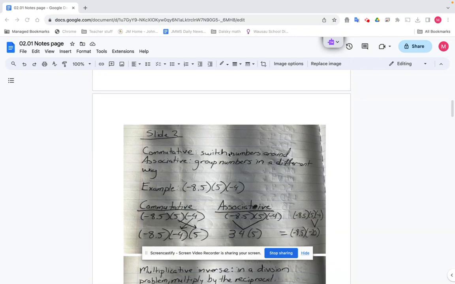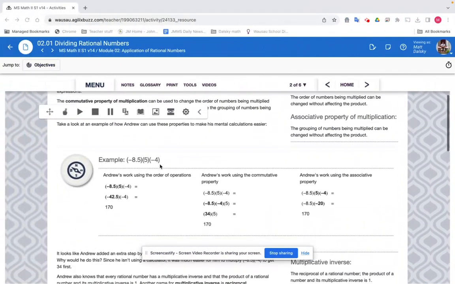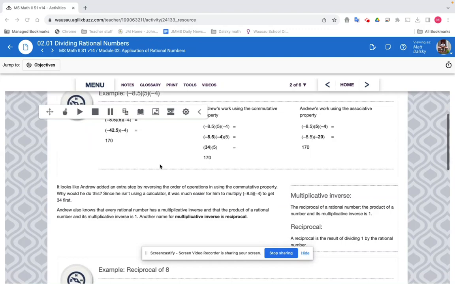There's my example there, my summarization or my paraphrasing. There's my paraphrasing for associative. And then here's my handwritten notes on that, just like that. So then we're moving even further down slide two.